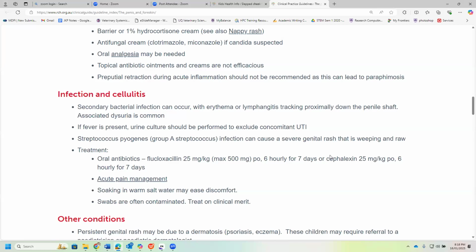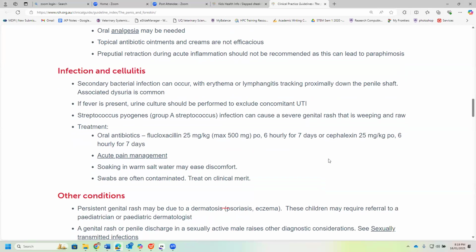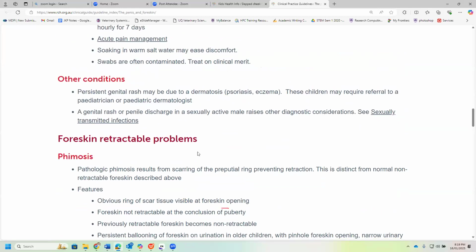So for that, we should do oral antibiotics, which is the antibiotic of choice. As we know, it is a Streptococcus pyogenes. We should use penicillin, flucloxacillin, or you can use cefalexin as well. You can give paracetamol and ibuprofen to keep the patient comfortable, and soaking in warm salt water and other things are also helpful.